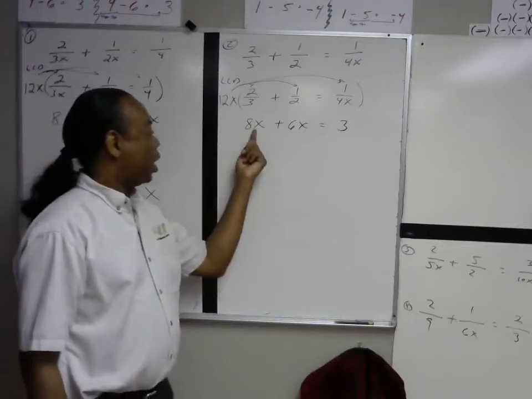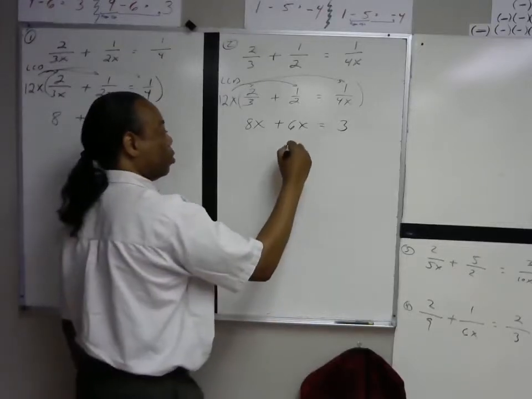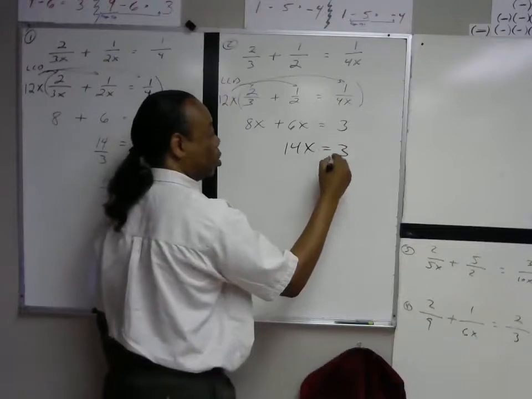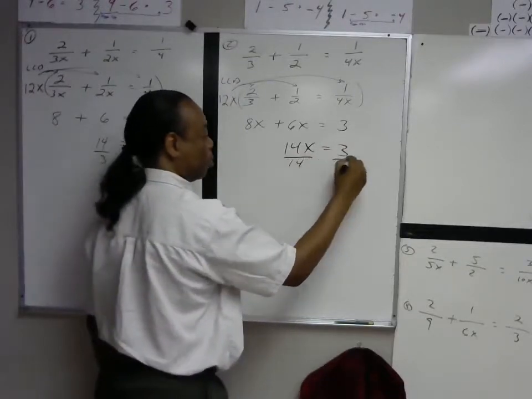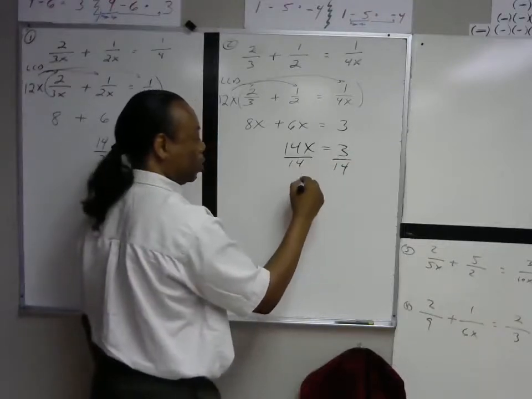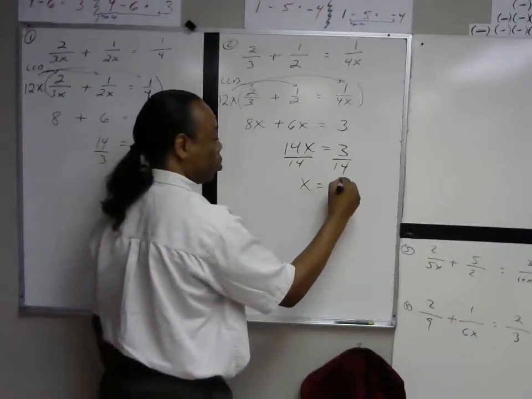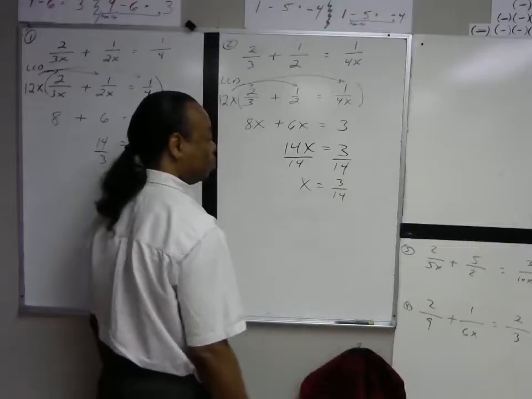Now we'll add our 8x and our 6x together, because it's 14x equals 3. Now divide by 14 on both sides. The 14's cancel. We get x equals 3 over 14.